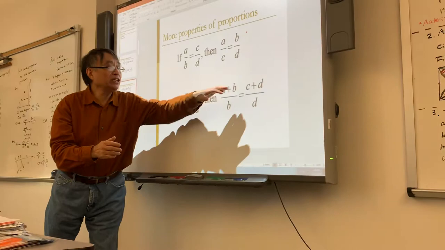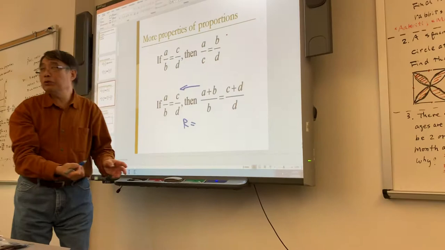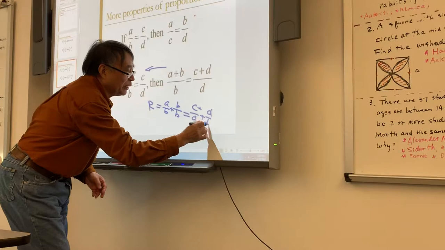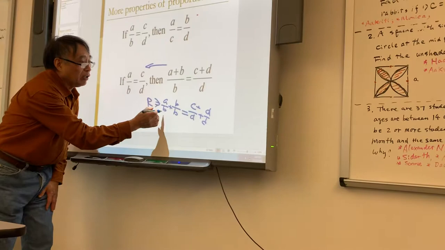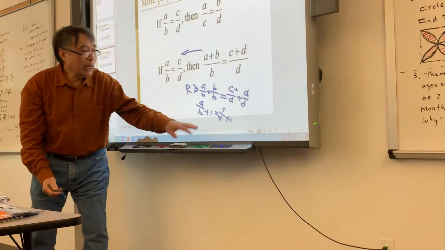How to prove? Okay, please. From this side to this side, prove. You can write right side equals A over B plus B over B equals C over D plus D over D. Do you understand, please? Right side. A over B plus B over B. C over D plus D over D. A over B plus 1, C over D plus 1. 1, 1 canceled. A over B equals C over D, equals left.